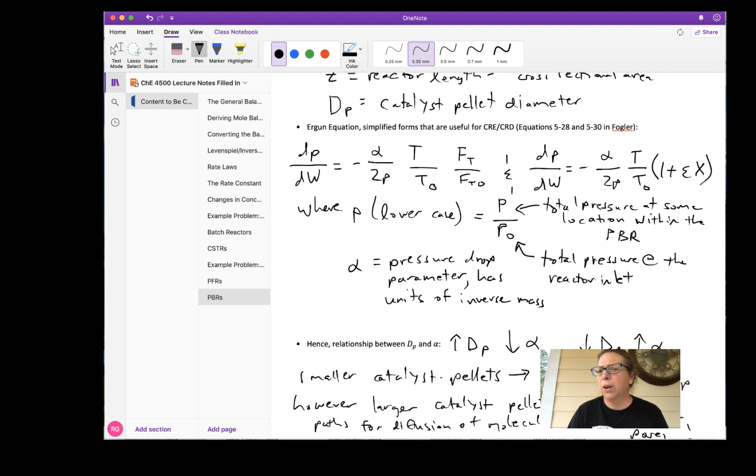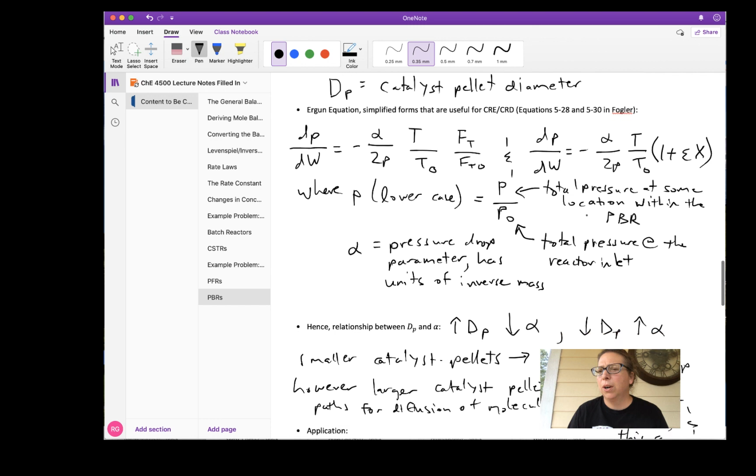And again, that's because I cannot convolute the variables. If I had chosen instead the F, the flow version of the mole balance, I would choose the flow version of the Ergun equation. So whichever form I choose of one, I have to be consistent and choose the same form for the other. In that case, that's this equation.